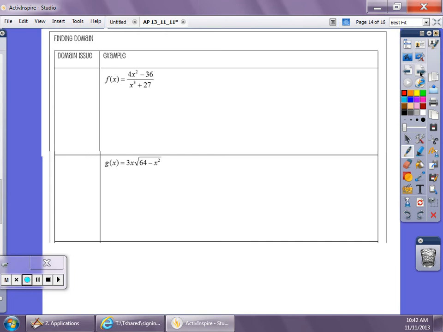The last piece is just finding domains. I'm going to do one of them for you. I'm not going to have time to go through all of them for 5th period. I'll try to go faster. I can't promise it. Domain issues, you have a total of 3 domain issues.